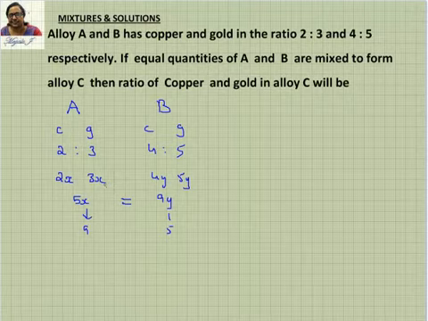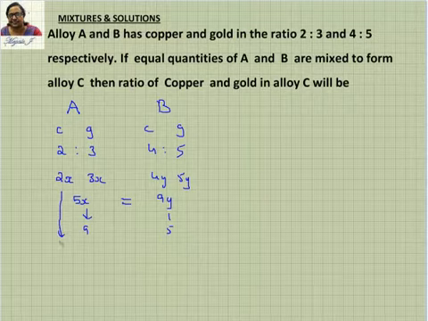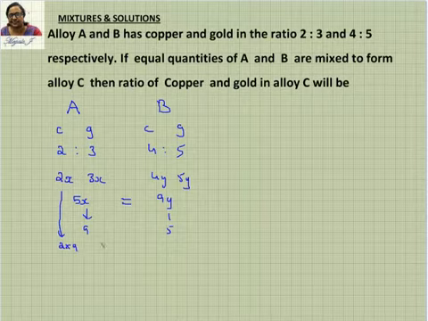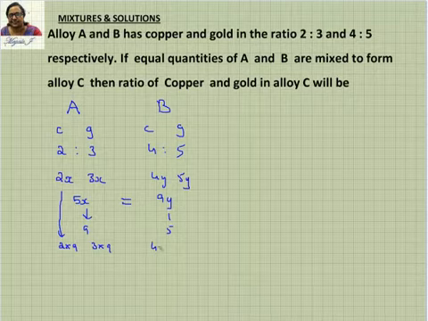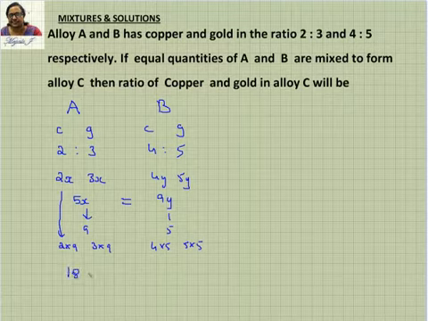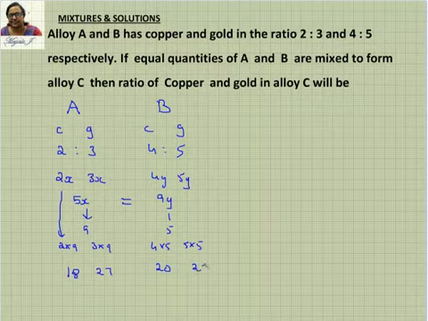Let me write this one. That is 2x and 3x. You replace this value. 2x is nothing but, x is 9, so this is going to be 2 into 9. And this one is going to be 3 into 9. Similarly, what you have here is 4 into 5 because y value is 5, and 5 into 5. So the quantities you have are 18, 27, 20, 25.